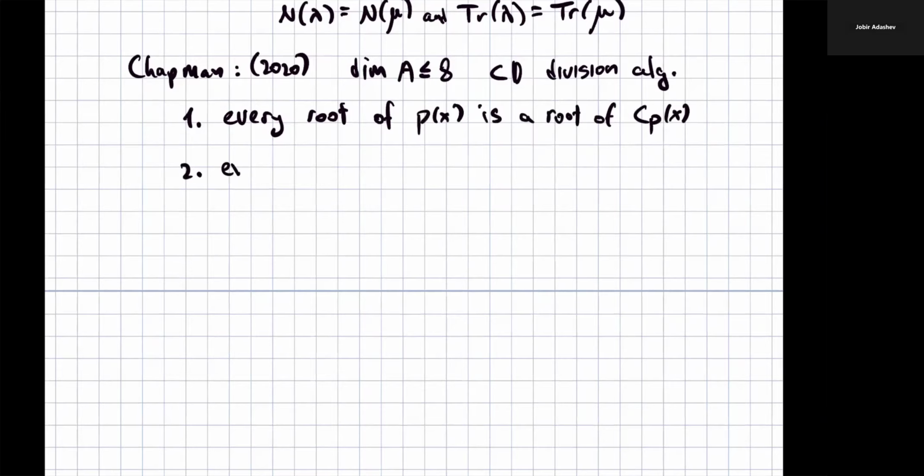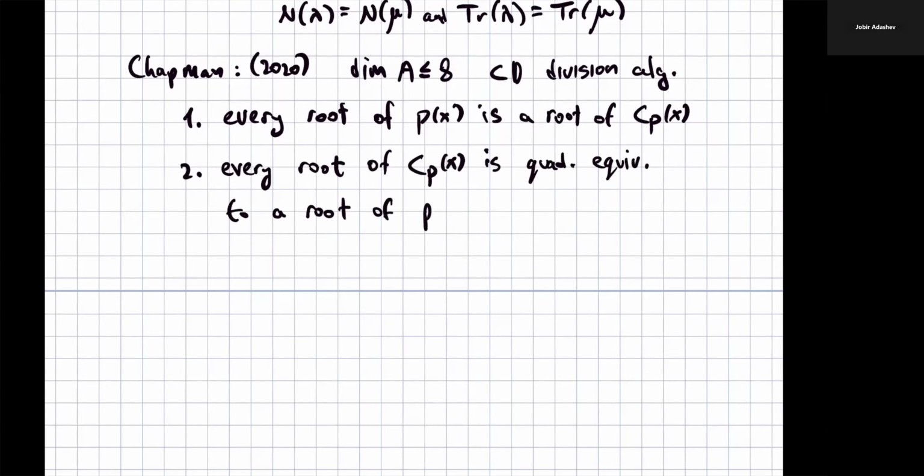And every root of the companion polynomial is quadratically equivalent to a root of P(x). And here, quadratically equivalent also means that they are conjugate. There exists some Q, lambda, well, let's say like this. So they're also conjugate.